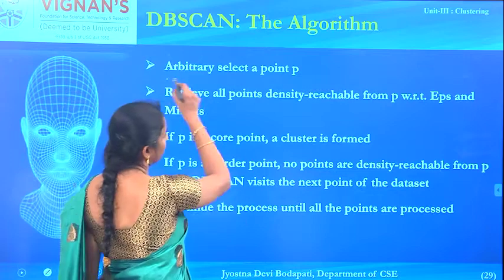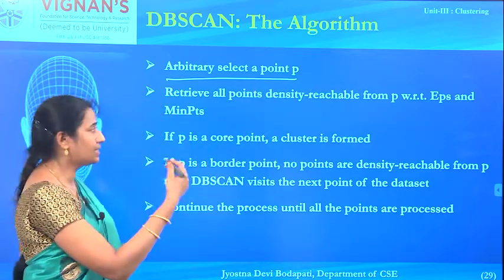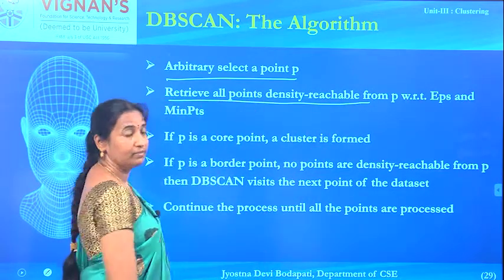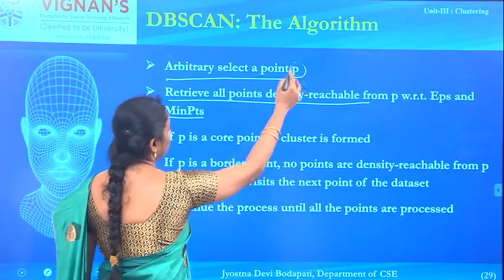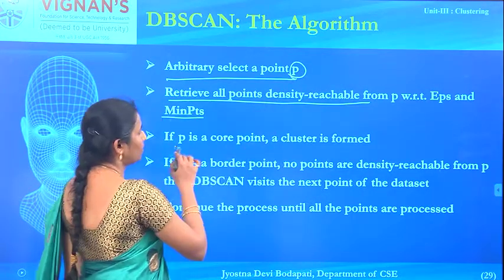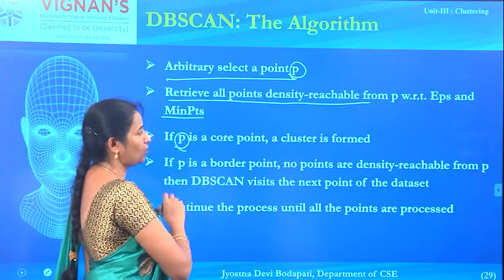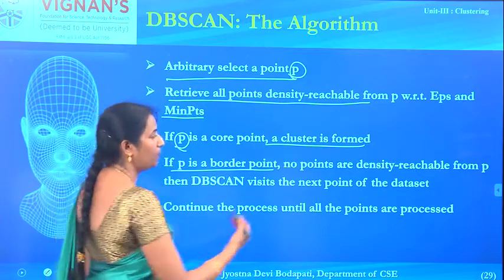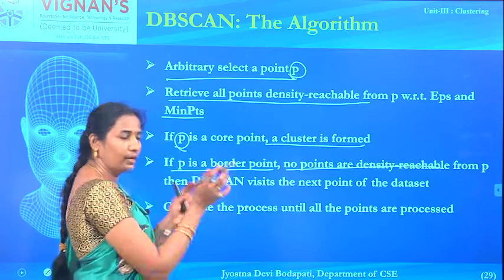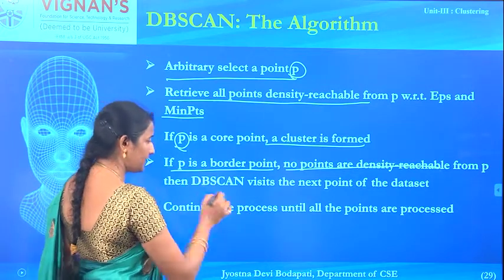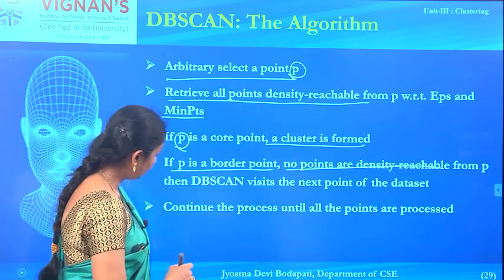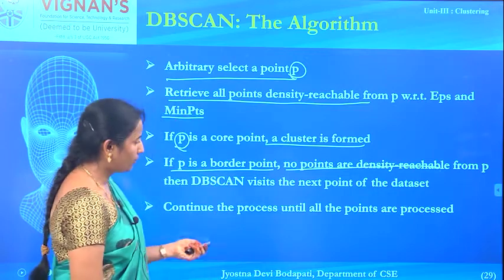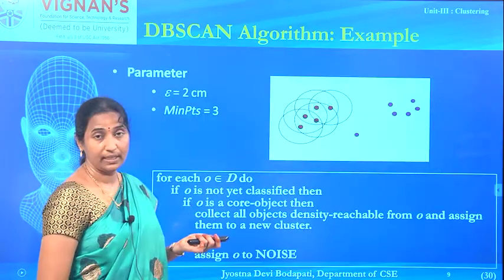Initially you need to select one point P. You can arbitrarily select that point P, and retrieve all the points that are density reachable from P with respect to epsilon and minimum points. If P is identified as a core point, then a cluster is formed. If P is a border point and no other points are density reachable from P, then you move on to the other point. And if P is an outlier, then no cluster is formed for that region. That is how you can compute the clusters using the DBSCAN algorithm.